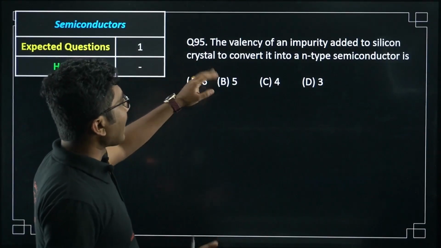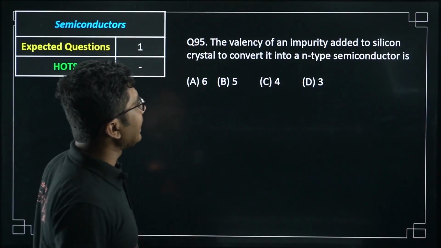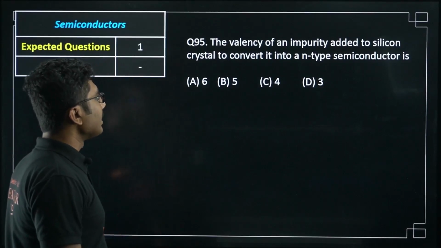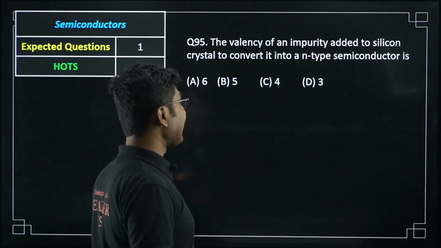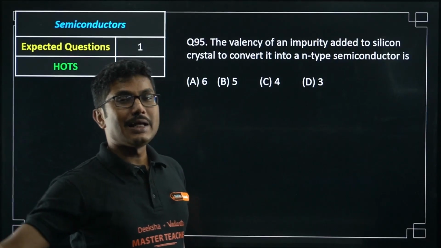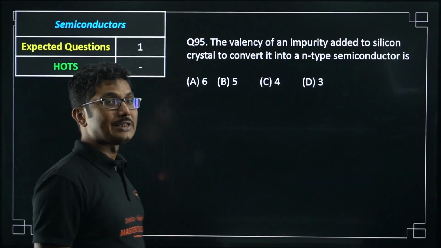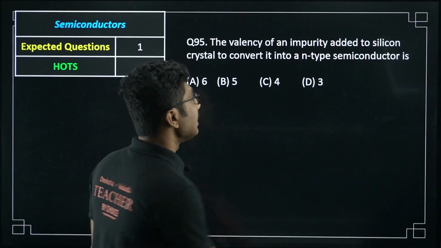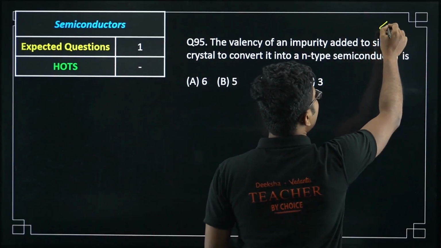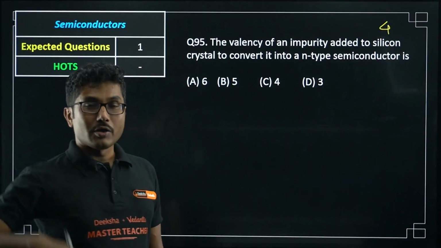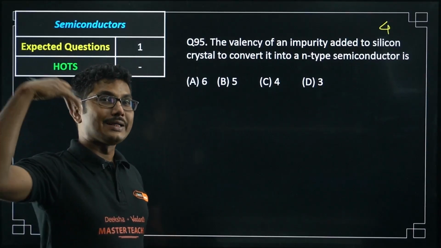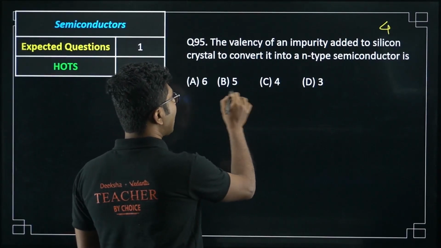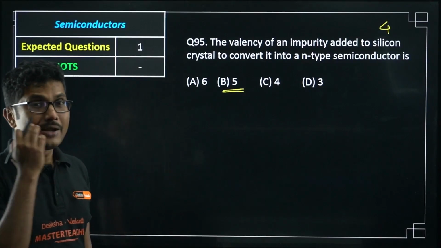The valency of impurity added to a silicon crystal to convert it into an N-type semiconductor. N-type semiconductor means it is giving electrons, so it will have one extra electron. Silicon is a tetravalent material, tetravalent means valency 4. Whatever is added to silicon to make it N-type should have an extra electron, so the valency should be 5.